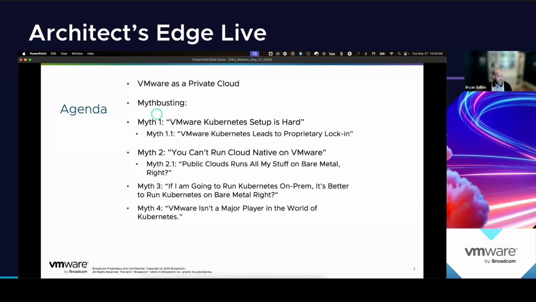And then another myth is I've heard customers say we don't feel like VMware is a major player in the world of Kubernetes. I'm going to dispel that one as well towards the end. We're going to talk briefly about Private AI Foundation and the Tanzu platform.